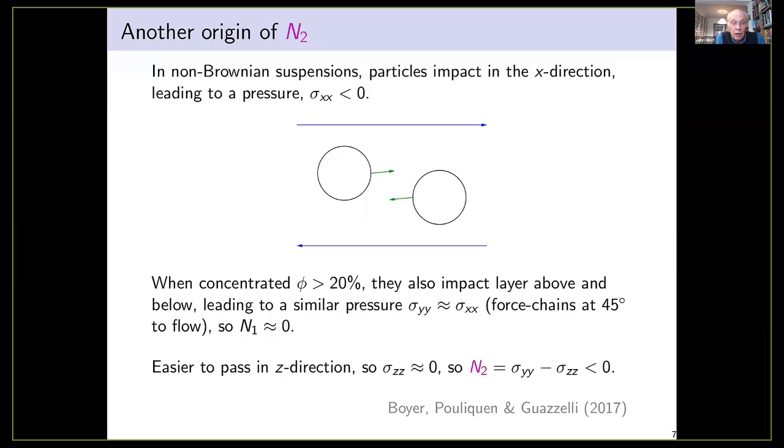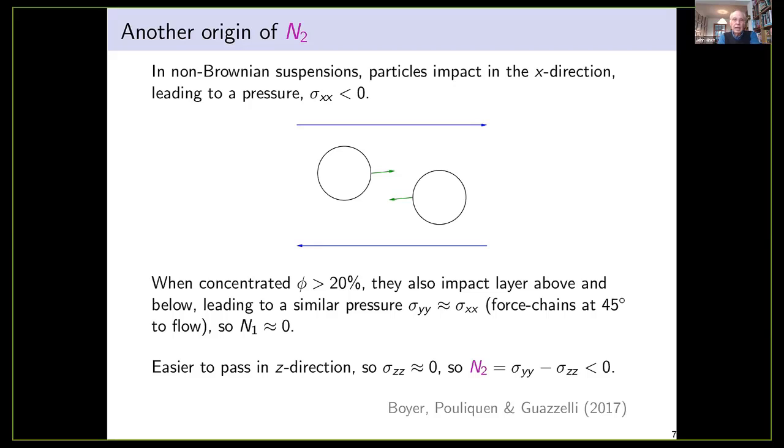That's one origin of the second normal stress difference. And there is another one which I found out about only a few years ago, and that is in non-Brownian suspensions, bigger particles that don't suffer from Brownian motion, they suffer from particle-particle impacts. So here I've got in a suspension two particles moving along in their shear flow, about to pass one another. They impact, and that leads to a pressure resisting in the direction of the flow, that's sigma xx.